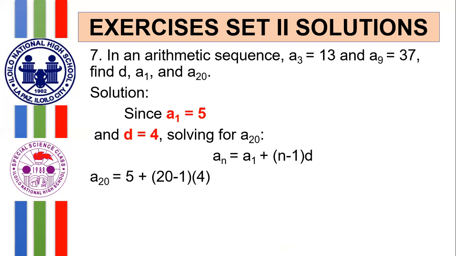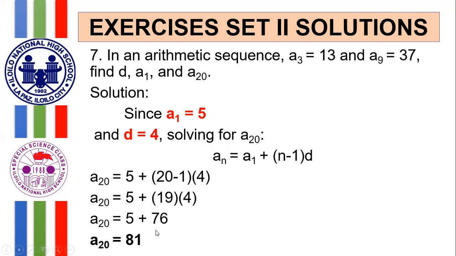With that, we have a sub 20 equals 5 plus 20 minus 1 times 4. 20 minus 1 is 19, so 19 times 4 is 76. So a sub 20 is 5 plus 76, or 81. So if you list all of the terms here, or if you list some of the terms, expect that the 20th number that you will list from left to right will be 81. I hope it's clear.